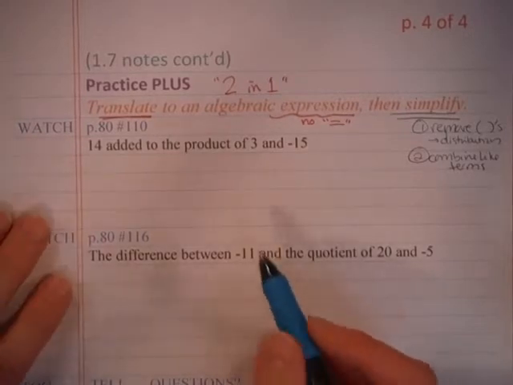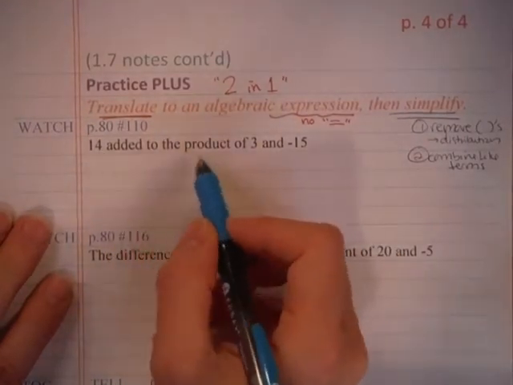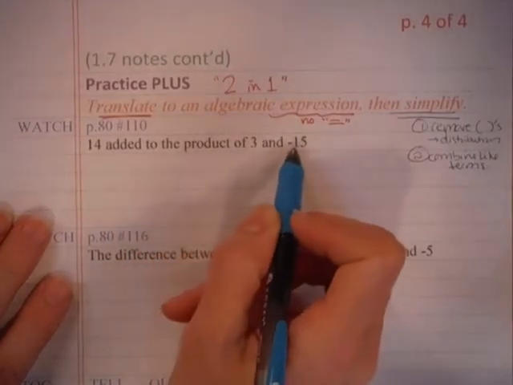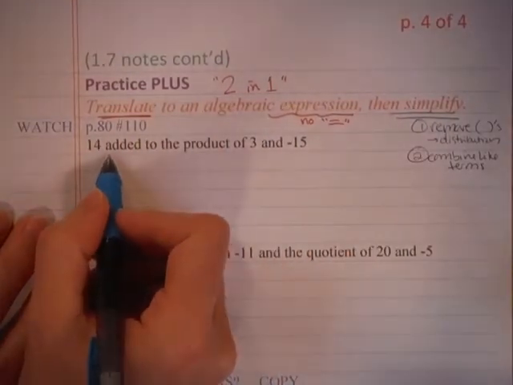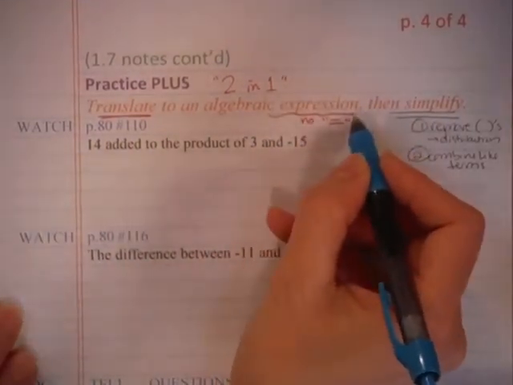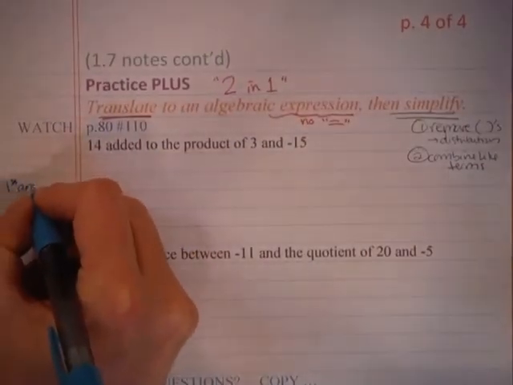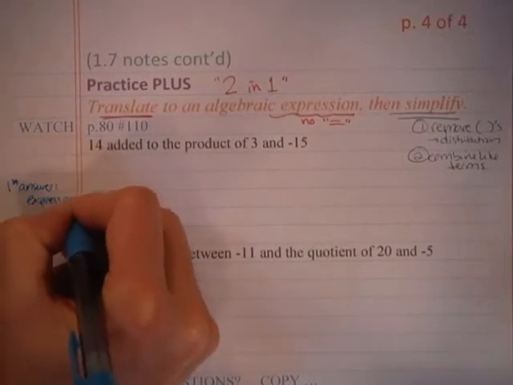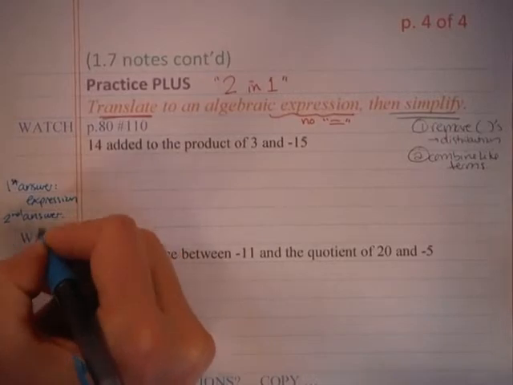Okay. So we now read it aloud a second time, and this time we're listening for those keywords and information. 14 added to the product of 3 and negative 15. I heard a couple things along the way. We're going to identify our goal here. Our goal is an algebraic expression, then we're going to simplify. So there's going to be two answers here. The first answer is an expression, which means no equal sign, and our second answer will be after it is simplified.